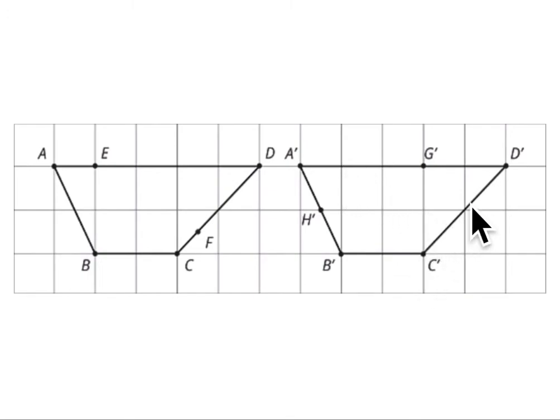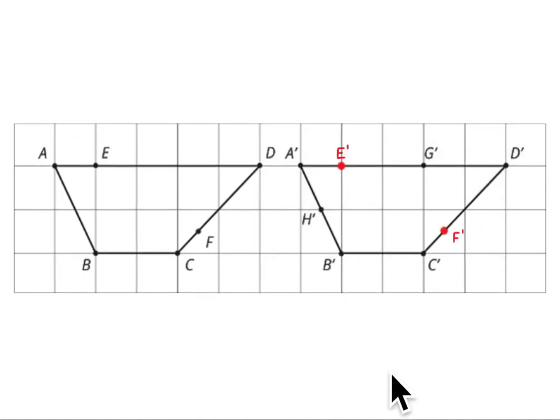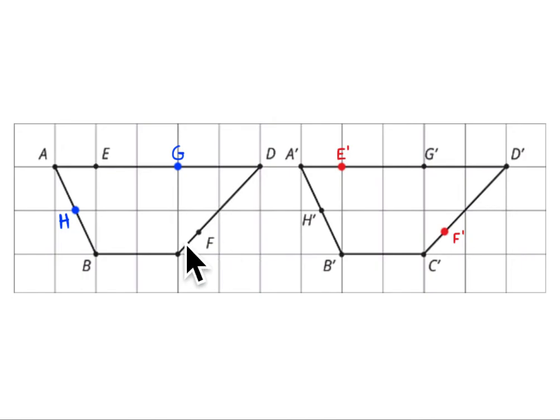Now, one of the things that they're trying to get across to you is that corresponding parts are not just vertices, they're not just the corners of angles, but anything in the middle. So here's E prime and F prime. Any points along the lengths are corresponding parts, and you label H and G based on H prime and G prime. And then they ask you to label 3 more pairs of corresponding points.